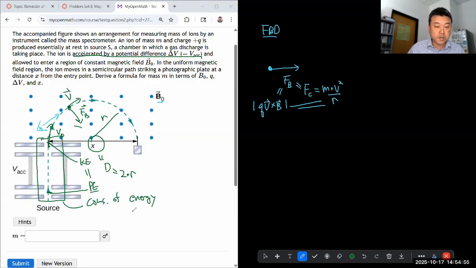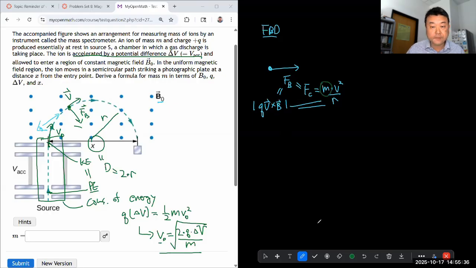The potential energy should be the amount of charge times the accelerating voltage. Let me use delta V as the question does. That is equal to the kinetic energy, 1/2 m v naught squared. Let me just solve this for v. I think that's going to be simple enough. Solving it for v, the squared version first, that would be v naught squared equals 2 times q delta V divided by m. I need to take the square root for v naught. I'll be using this expression after I solve for mass.